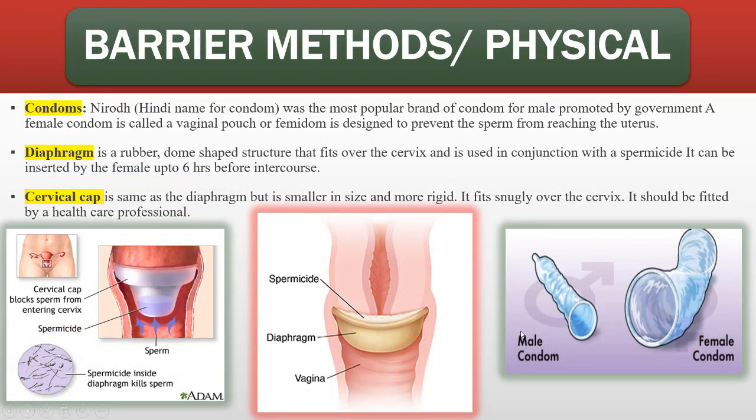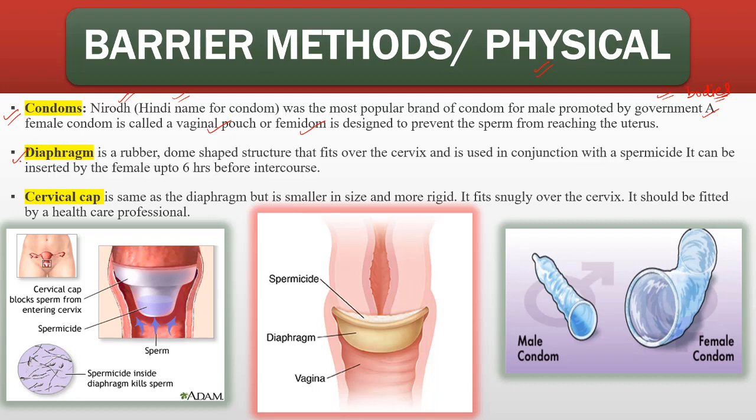Okay, now coming to the next, barrier methods. Previously I explained the natural methods. Now the barrier methods, they are physical. Natural methods, they were psychological. Now according to these methods, condoms. Nirodh is a Hindi name for condom, the first popular brand of condom, especially in India, for males, promoted by government bodies. A female condom is known as vaginal pouch or femicondom, designed to prevent the sperm from reaching the uterus. So basically condoms in case of males and femicondom or vaginal pouch in case of females.